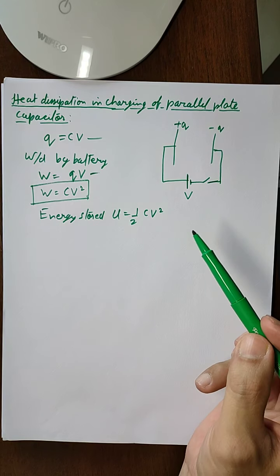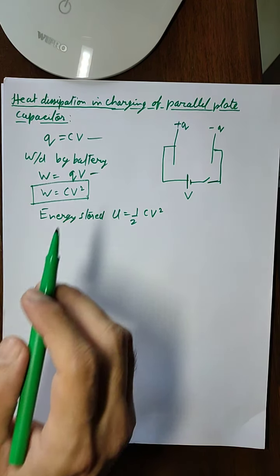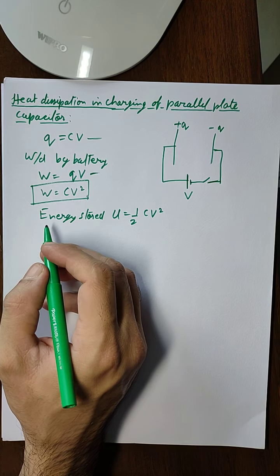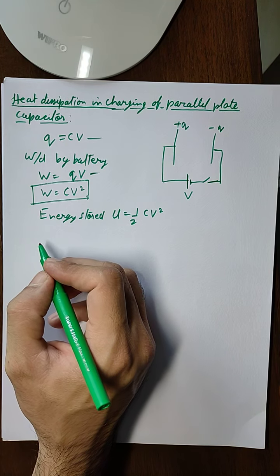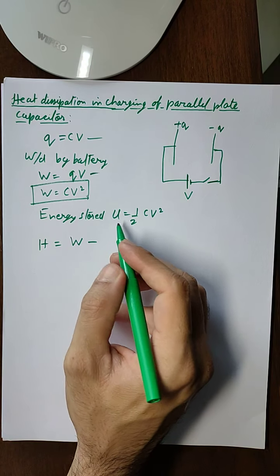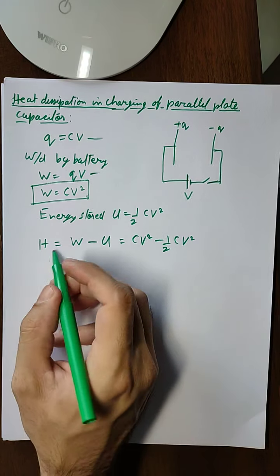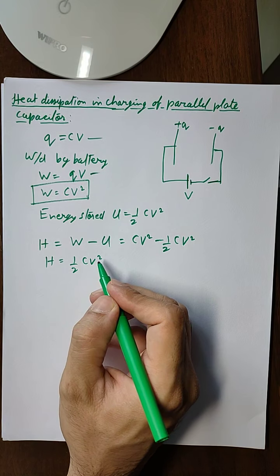So this lost energy, equal to half CV square, we consider to be lost in the form of heat. Obviously it is not true all the time. There can be a loss in the form of sound or light also, but we consider it as the total loss of energy, and since we can easily measure the loss of energy in terms of heat, we call it heat dissipation. So the energy lost, or the heat dissipated H, will be equal to the work done by the battery minus the energy stored in the capacitor. So this will be equal to CV square minus half CV square. So heat lost will be half CV square.